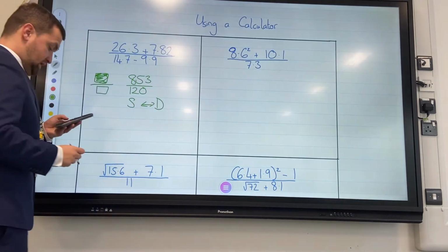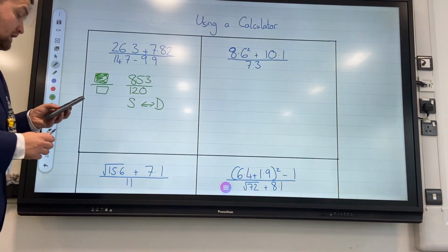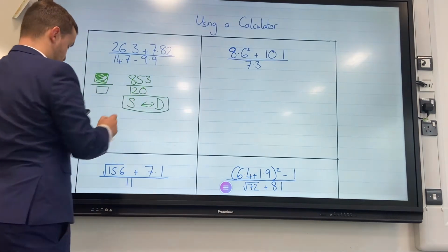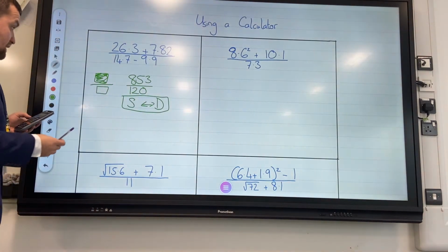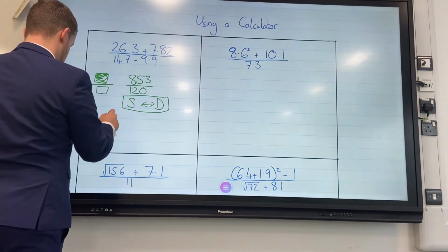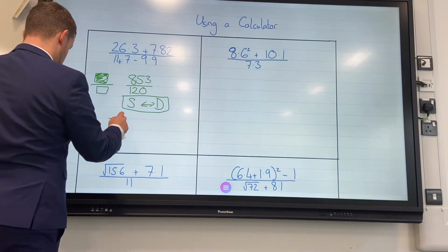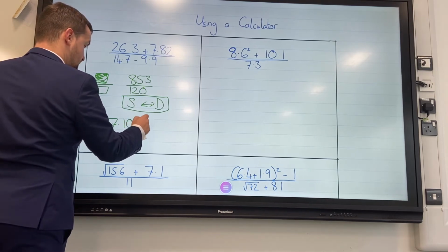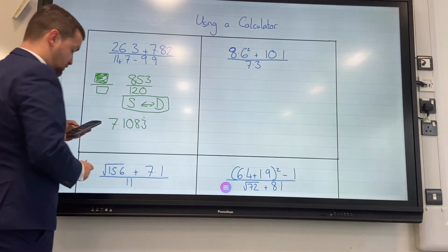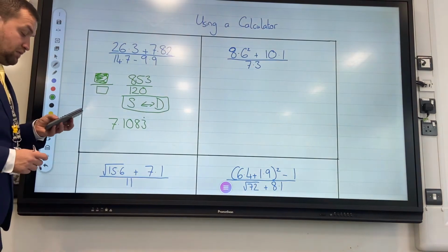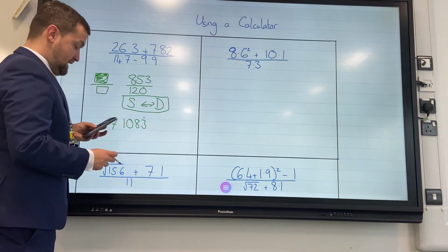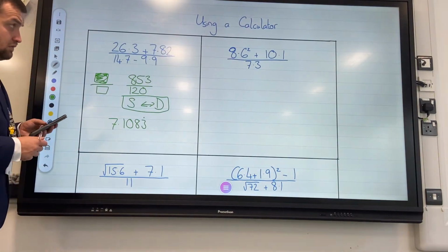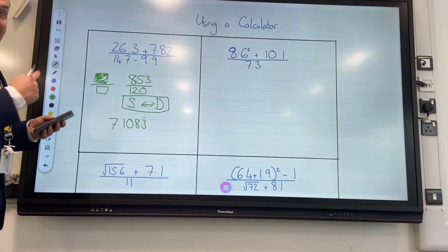Okay, that's not the answer we want, so you'll see a button then that says SD. It should be just above the delete button. You're going to press that. Okay, it looks like that. And it will come out as 7.1083 with a dot on top of the 3. That just means the 3 is recurring. So if you press the S to D button again, it'll come out without the recurring sign. Okay?